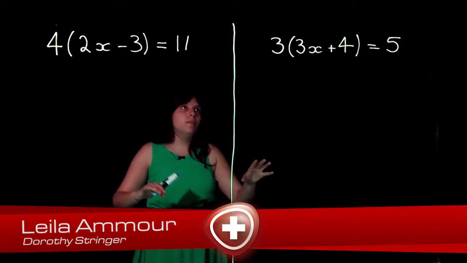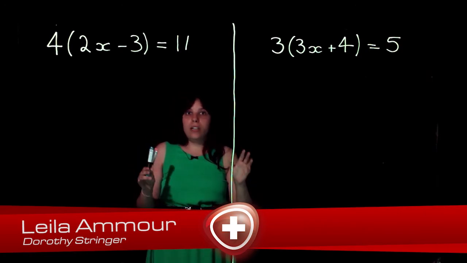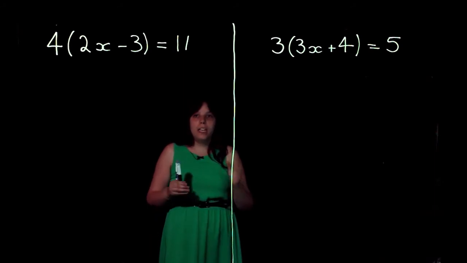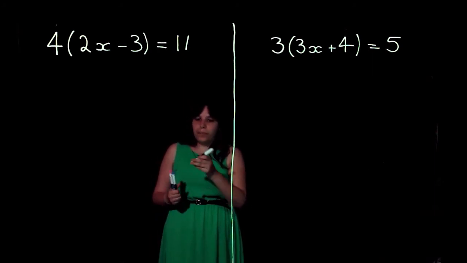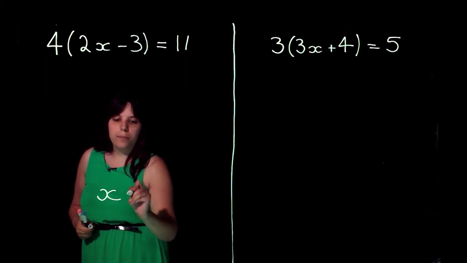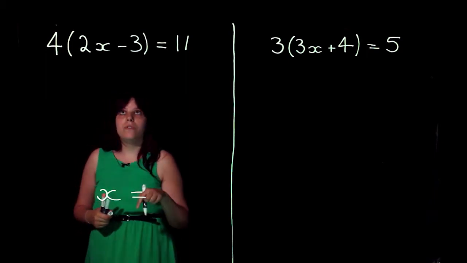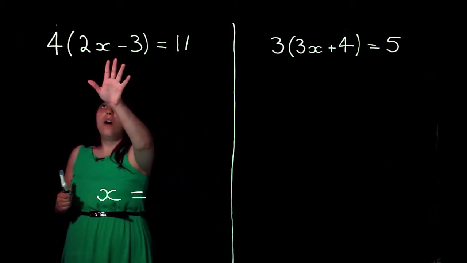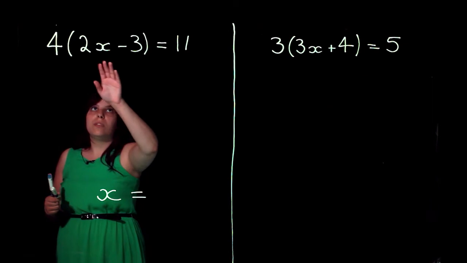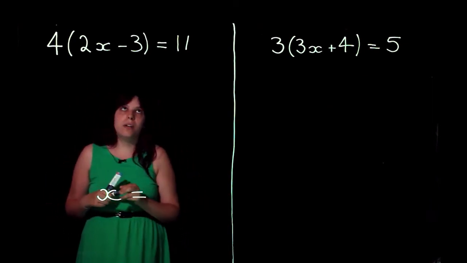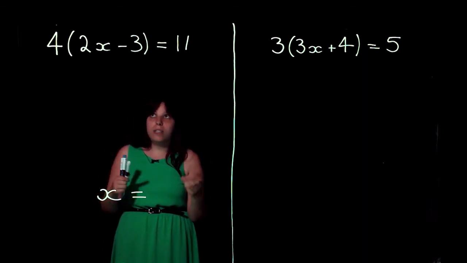Okay, let's look at some more linear equations that have brackets but are slightly harder. And again, we're going to solve them. So for my first one, I'm going to put x equals at the bottom because that's what I want to find out. Because I've got a bracket, I know that I've got 4 times 2x minus 3. Now that means 4 lots of 2x minus 3, and that all equals 11.